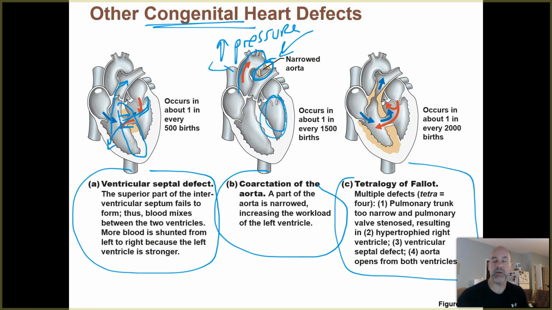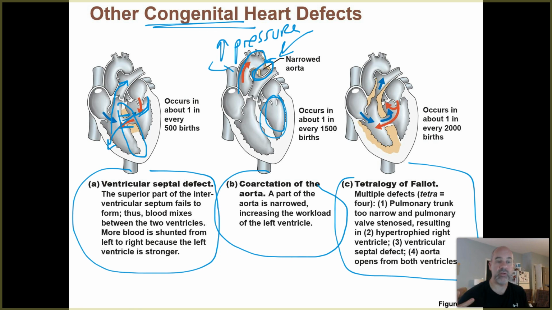Then there's a really nasty birth defect called tetralogy of Fallot, which includes multiple defects. The pulmonary trunk is too narrow. The pulmonary semilunar valve is stiff and isn't functioning properly. That's stenosis. The right ventricle winds up being hypertrophied, which makes sense because it's having to pump harder to force blood out of the right ventricle and through the pulmonary semilunar valve that is too stiff. It's stenosed, too stiff and not functioning properly.